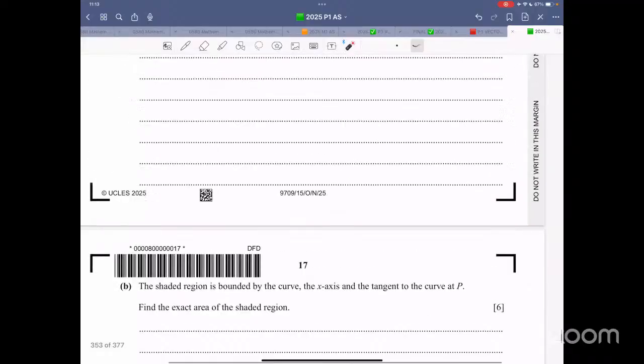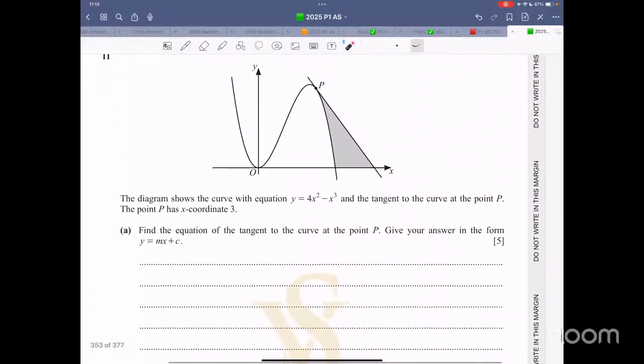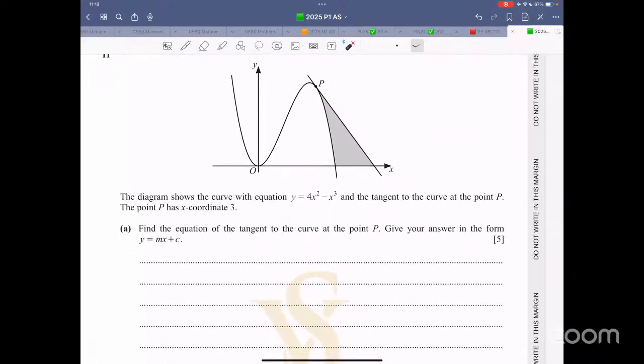Yeah, that's the last one. So usually question 11 is the last one. So now it says the diagram, let me charge the pencil a bit. The diagram shows the curve with equation such and such, and the tangent to the curve at point P. The point P has x coordinate 3.